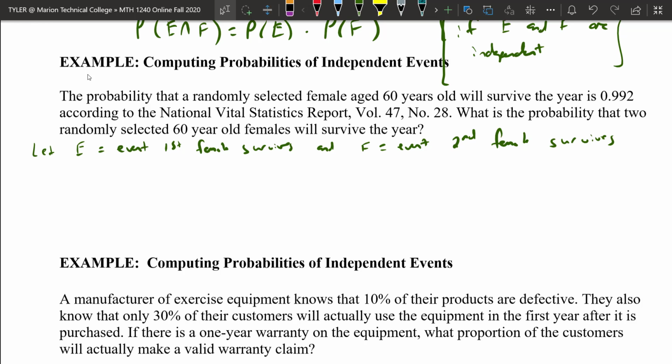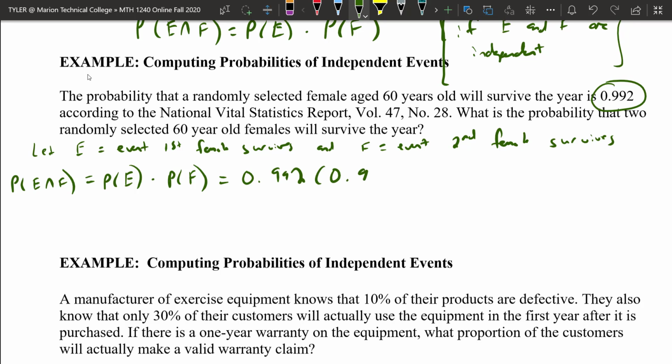then what we're trying to find is the probability of E and F. Right? That's equal to the probability of E times the probability of F. In this case, the probability of E and probability of F are both equal to this 0.992 number, right? So this would equal 0.992 times 0.992, which equals 0.984064.